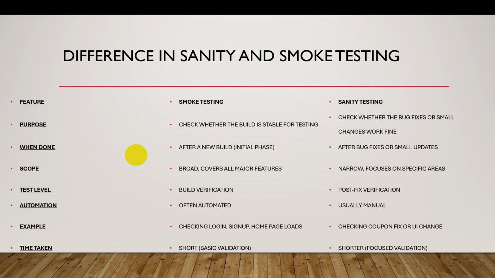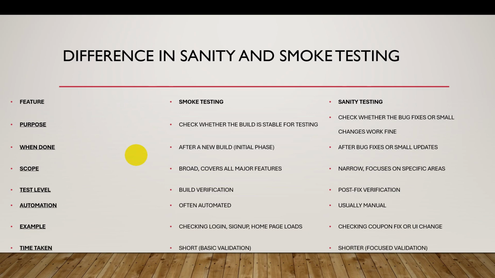And the scope of sanity testing, we can say, focuses on specific areas. So smoke testing scope is broad and sanity testing scope is narrow. It means we focus on a particular area in sanity testing, whereas in smoke testing we test the whole application. Then the test level of smoke testing is that we just verify the build which they have pushed, and in sanity testing we do post-fix verification, like if any fixes happen, then we do it.